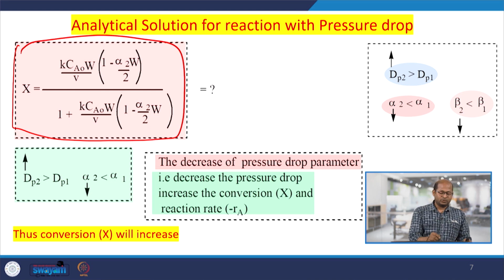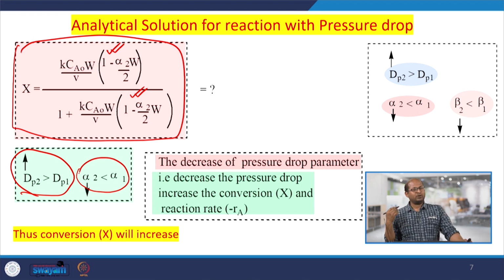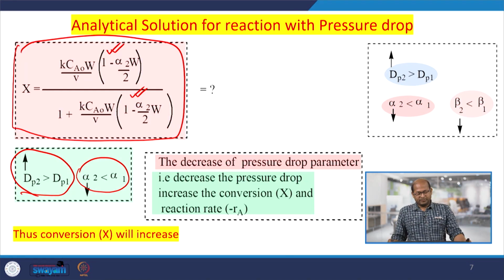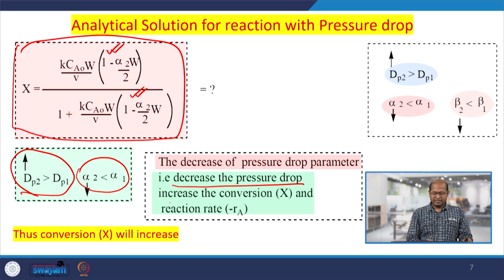our last class. So, here since we have doubled the catalyst particle size dp, alpha 2 value will decrease. So, if we increase the catalyst particle diameter, then the alpha value, that is the pressure drop parameter, related to beta 0. So, beta 0 and alpha are related like this. So, this is the pressure drop parameter I said. Okay. So, if you decrease the pressure drop parameter, that implies a decrease in pressure drop, increase in conversions and increase in reaction rate.